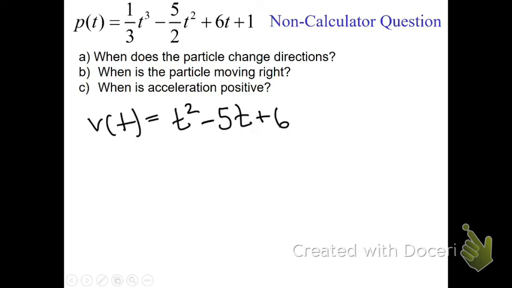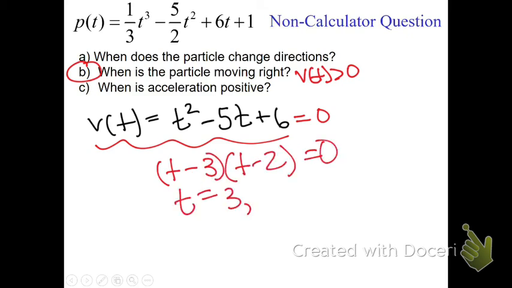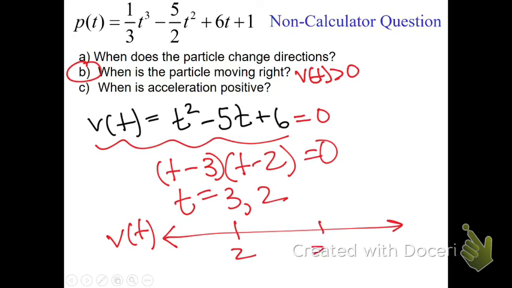Still use your justifications. Well, I'll do part B for you, for example. Moving to the right would be when velocity is positive. Well, this is velocity now. To find when it's positive, I do a sign chart. Set it equal to 0, factor. Set each factor equal to 0. Now put that on a velocity sign chart. Okay? And test the sign of your velocity using the factored form.